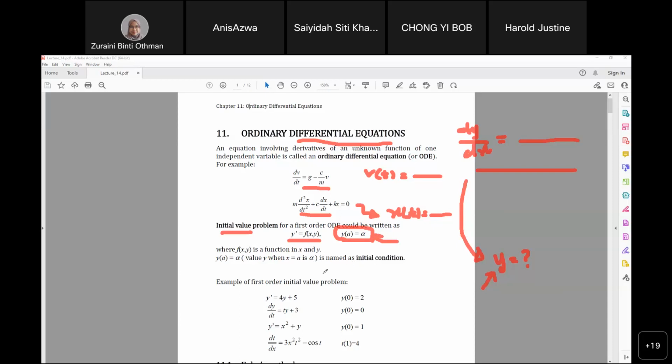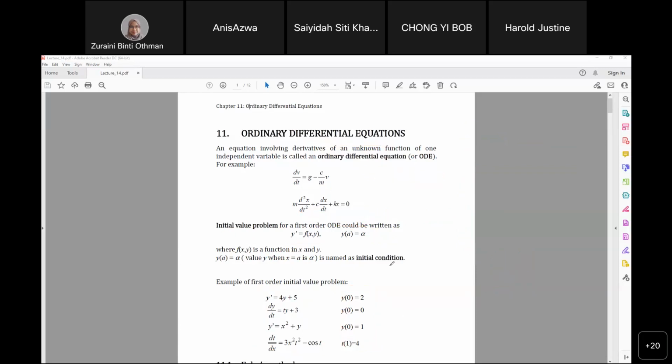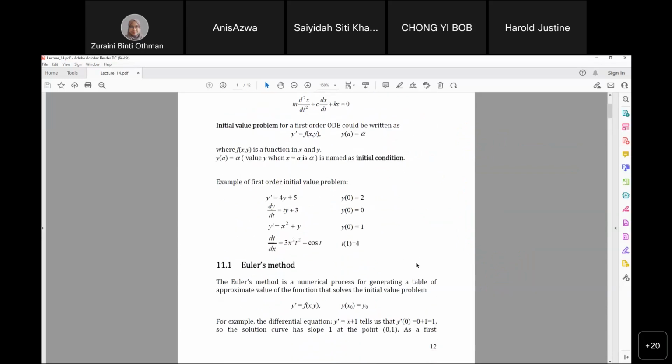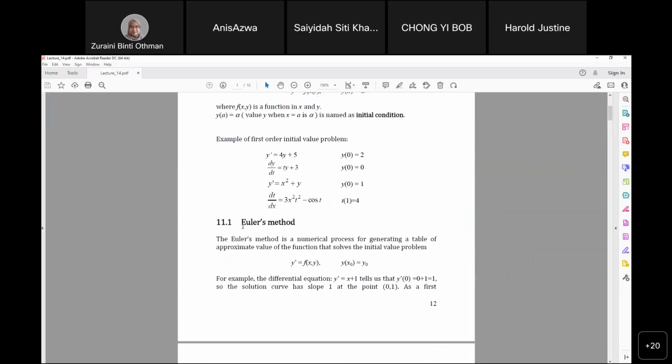Okay, for example here, we have this differential equation, persamaan pembezaan yang ni. Then this is the initial condition that they give. Then same goes to this, and the last one is also the same. We know that this is the initial condition and this is the persamaan pembezaan yang kita perlu selesaikan. Okay, now this is by using the Euler method.